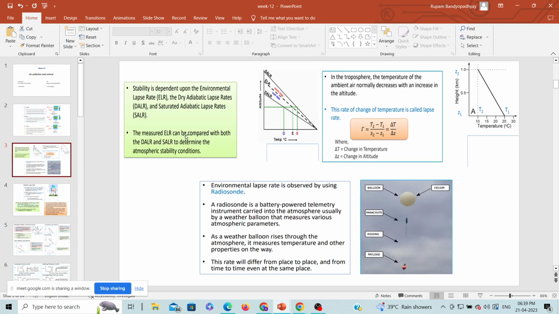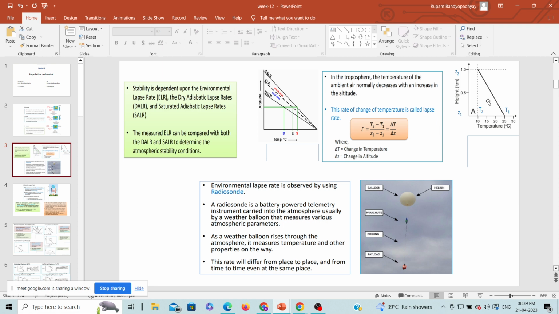Then we learned about the different stability conditions. Stability depends upon the environmental lapse rate, the dry adiabatic lapse rate and the saturated adiabatic lapse rate. Whatever the environmental lapse rate is, we compare it to the dry adiabatic lapse rate or the saturated adiabatic lapse rate to find out whether the condition is stable or not.